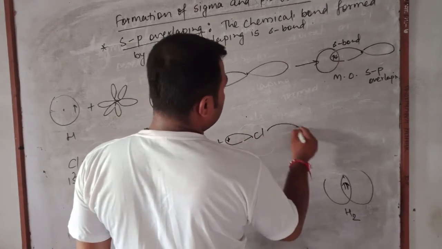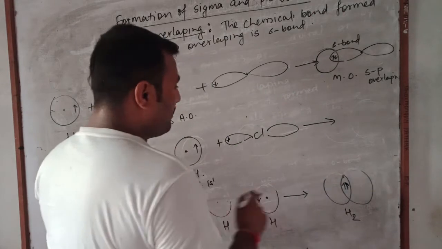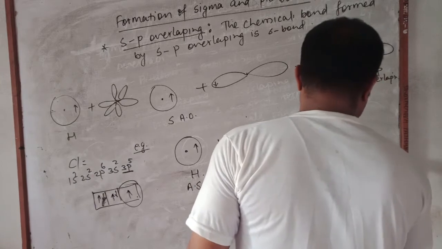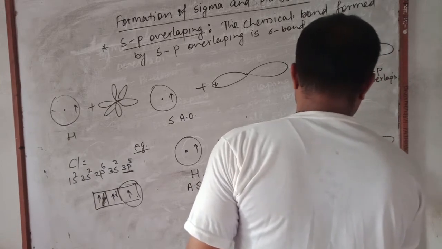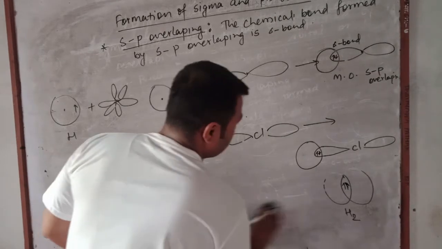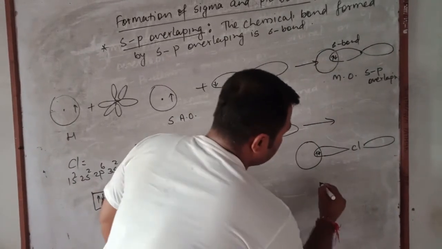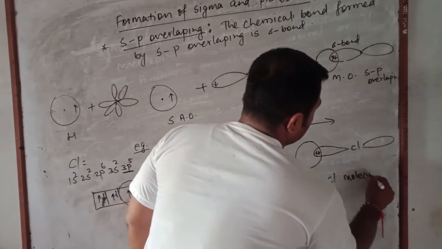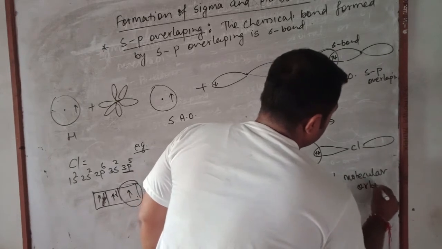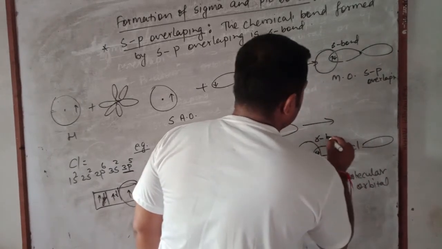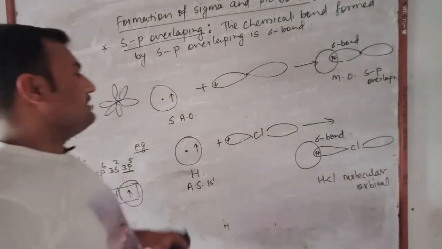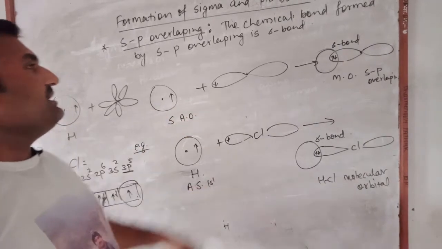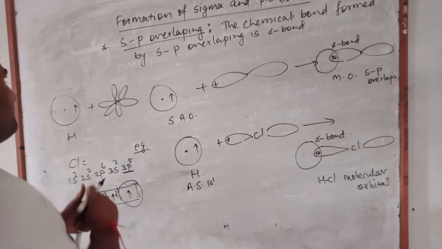It contains 1 electron, and that causes the bond formation to take place between the s and p orbitals, and that is a sigma bond. And here we write that the HCl molecule is formed, or it is called a molecular orbital. And which bond is formed there? Sigma bond is formed. In this way we discuss that when there is overlapping between s and p atomic orbitals, then it forms a sigma bond.